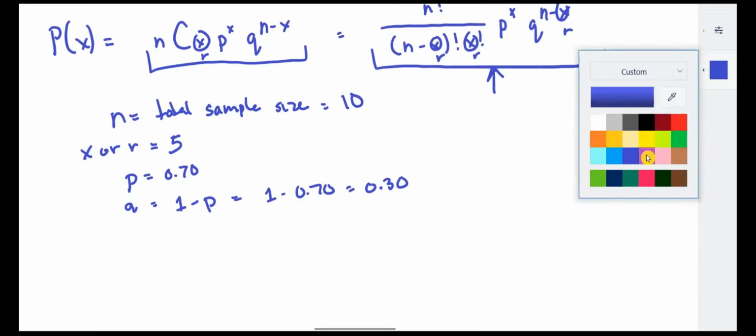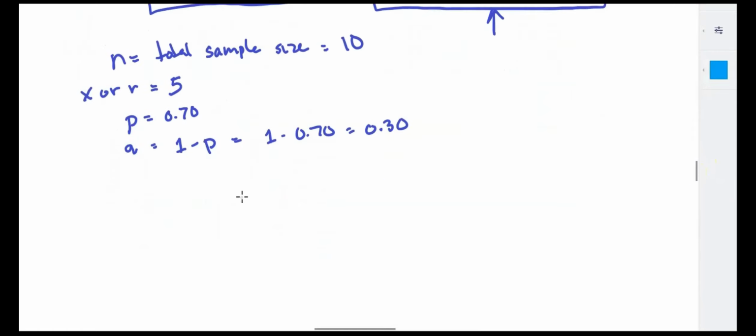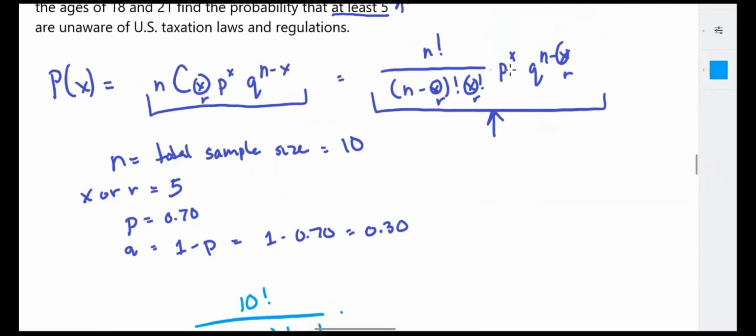Let me use a different color for the actual calculation. This is a soothing blue. We could use soothing for math. So n factorial divided by n minus x factorial, and then it's multiplication between these different pieces. These are all being multiplied.